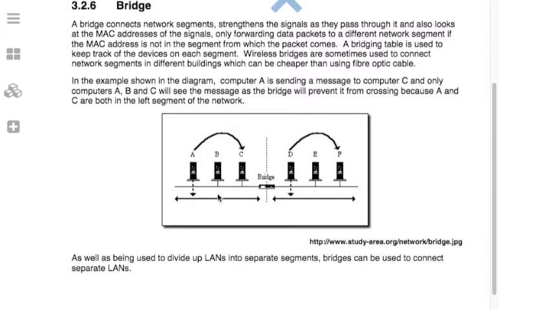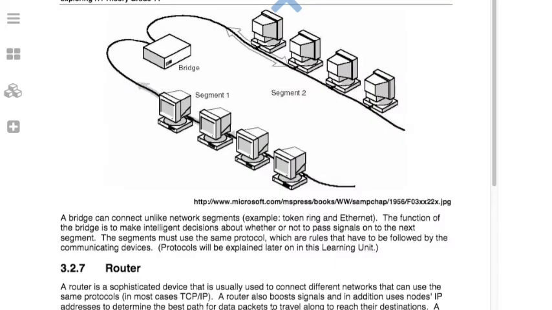If it needs to go out of that segment, it'll have a bridge, and the bridge really controls whether that's going to leave that network segment or not. They're not very commonly used, largely because your switches have now taken the place of those bridges. So don't spend too much time learning that. It is just something that you need to be aware of.